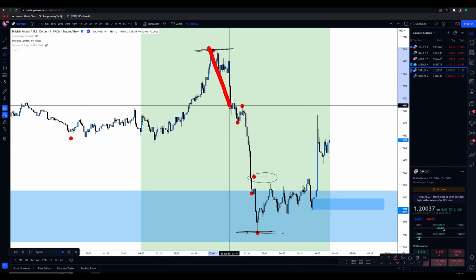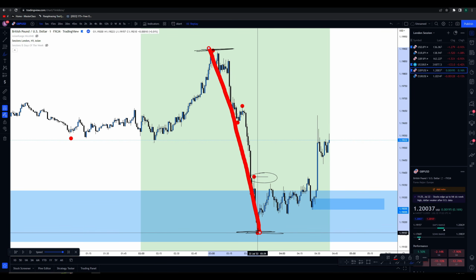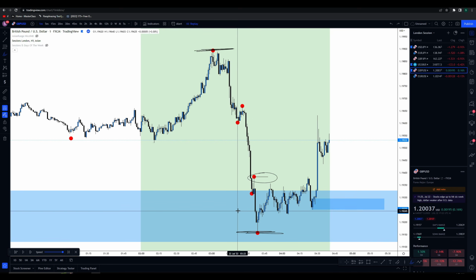So the move down, right? Remember the move down that led price action to your POI. The smaller the time frame you go, the more structure you'll see within that move down.